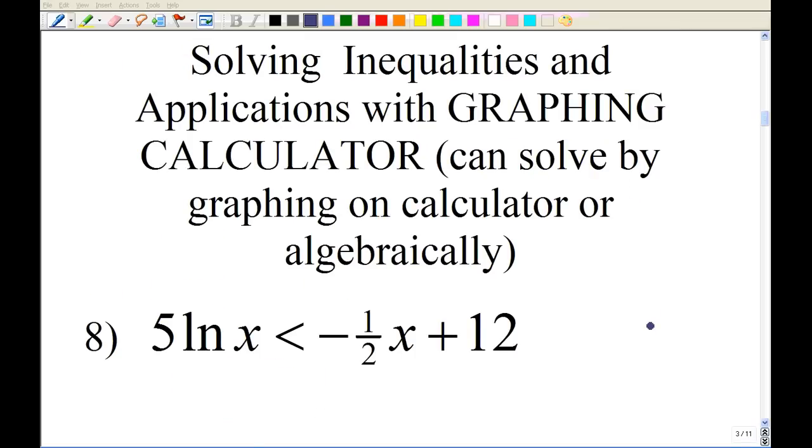Okay, so now we're going to look at some inequalities and applications that you will have a graphing calculator for. You can solve by graphing on the calculator or by hand, algebraically. So let's just go ahead and look at the calculator. So we've got 5 ln of x is less than negative 1/2 x plus 12. So let's switch over to the calculator. Well, before we do, let's talk about one thing. We're going to put the left-hand side in as one thing and then the right-hand side in as another. So we're going to have two different functions. This left-hand side will be one function and this will be the second function.